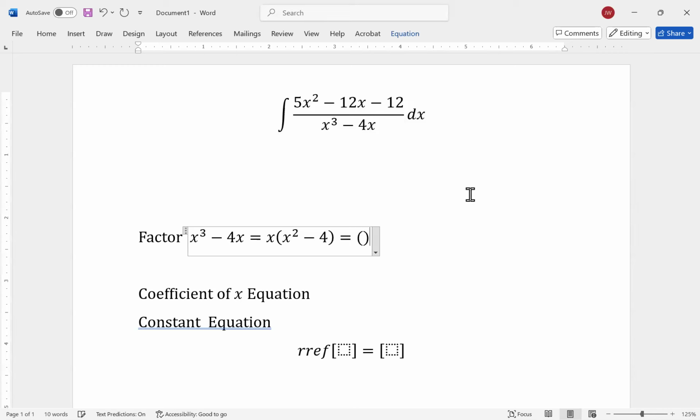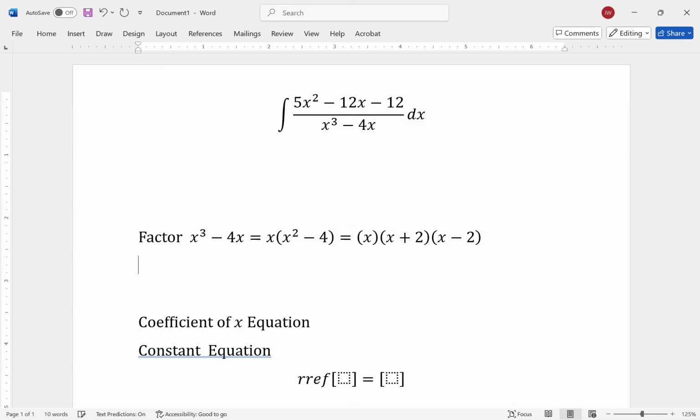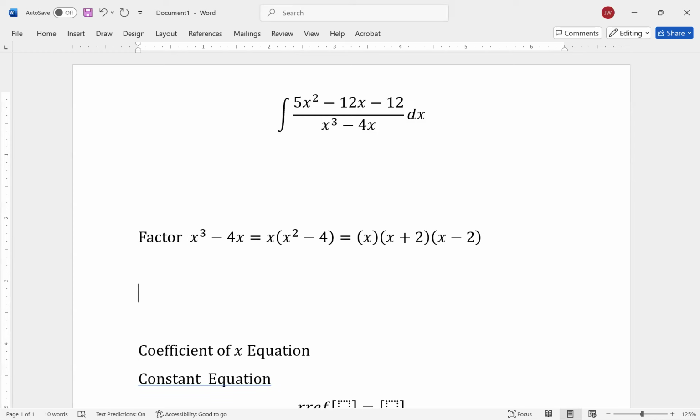That's a difference of squares. So I get x, and then x squared minus 4 factored is an x plus 2 times an x minus 2. It doesn't really matter which one you put in front or what order you have that in, but that's what it is.